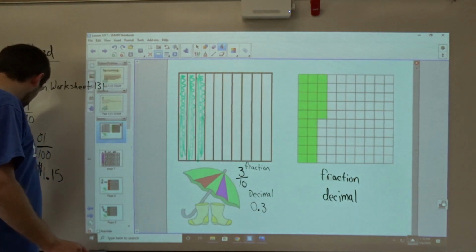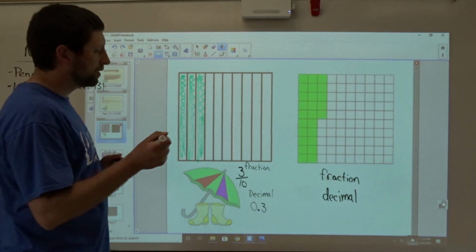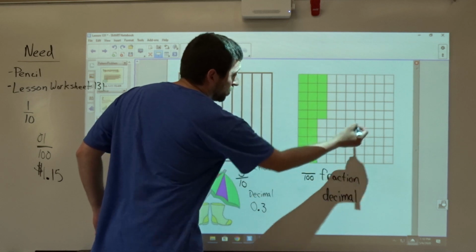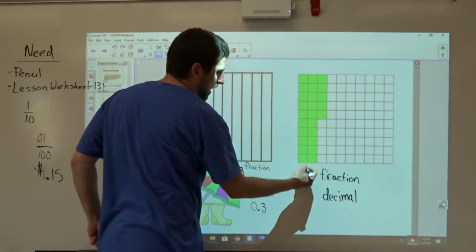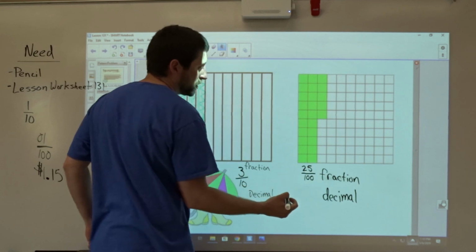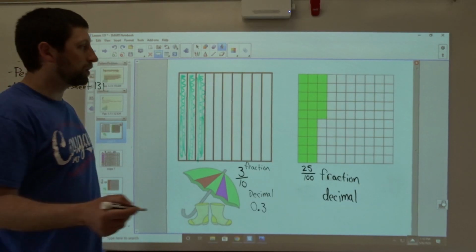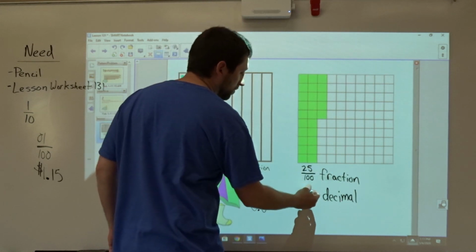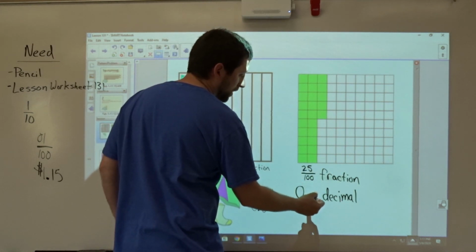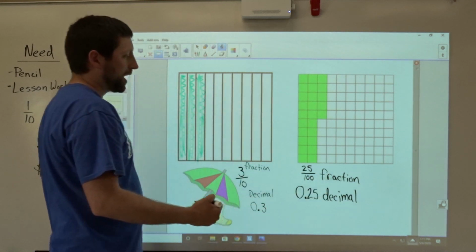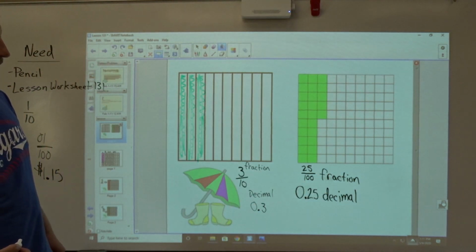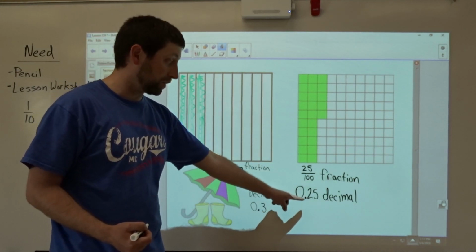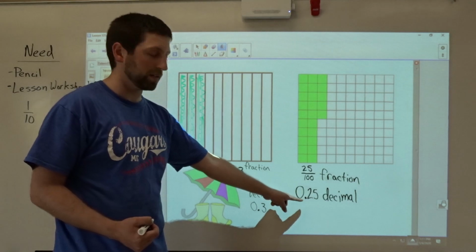So if I want to write this as a fraction, well, again, we have how many total? We had 100 total squares, and then 25 of them are shaded. Now for the decimal, we don't have any whole ones. If we had a whole one of these, then we would write 1, but we don't, so we'll write 0, decimal point, and then 25. So we read this as 25 hundredths, and this we read the same exact way, 25 hundredths.